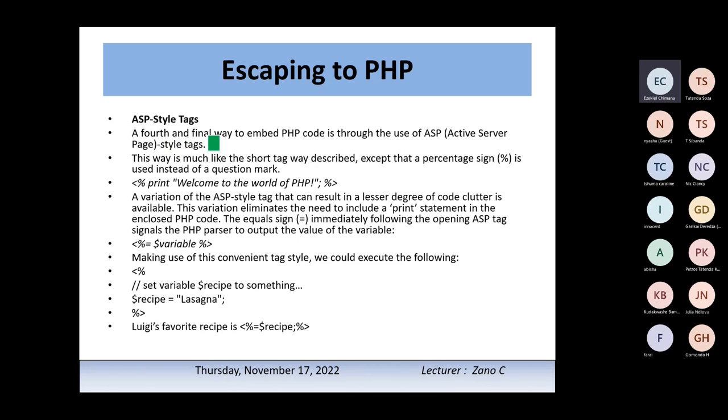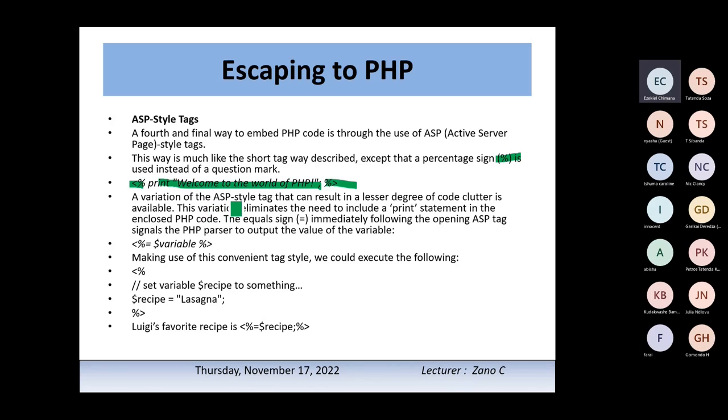And then the final one is the ASP style tags. A fourth and final way to embed PHP code is through the use of ASP, active server page, style tags. So this way is much like the short tag way described, except that a percentage sign is used instead of the question mark. So here you'll be using the percentage sign, and then everything that comes in here will be regarded as the PHP code.